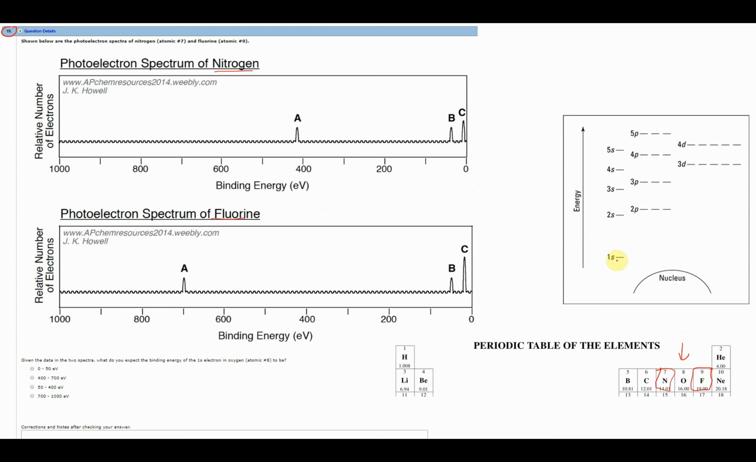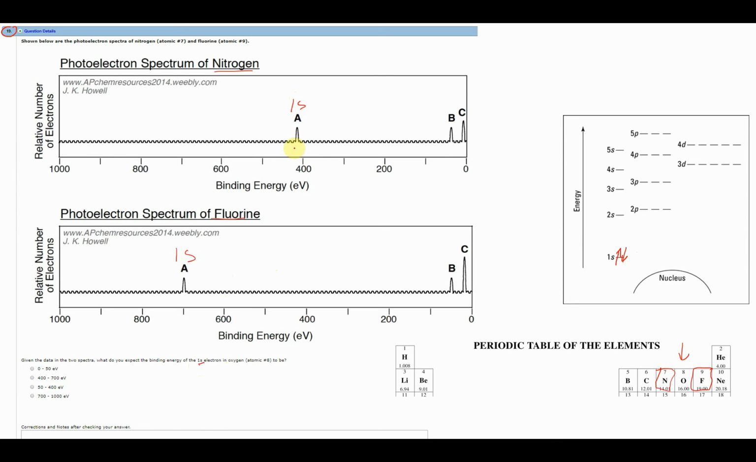Well, remember that the 1s electrons have the most binding energy. They should have really high binding energy because they're close to the nucleus. So I think A is the 1s electrons in each case. So now we know we're looking at peak A. And you might be willing to say, well, oxygen is between nitrogen and fluorine, so shouldn't its A peak be somewhere in here in the middle of this one and that one? And I think that actually does turn out to be the answer.